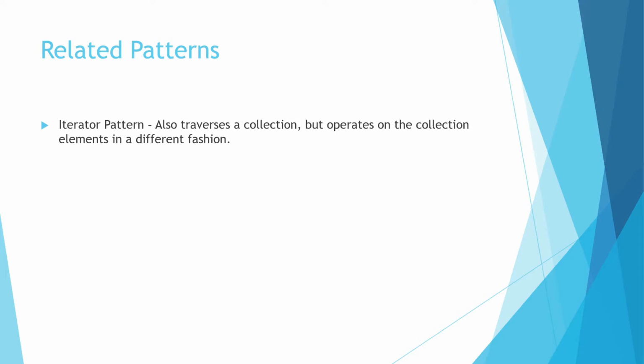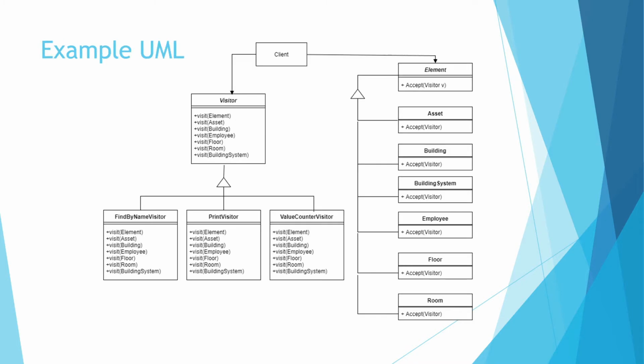A major related pattern is the iterator pattern, which also traverses a collection, but it operates on the collection elements in a different fashion. For the sample that we are going to show, we have an element here.